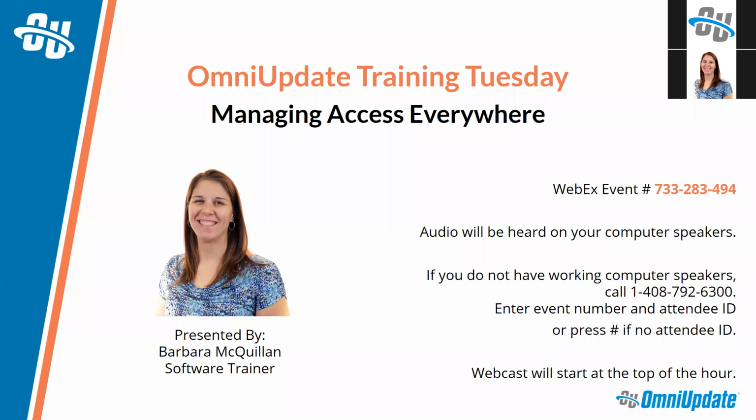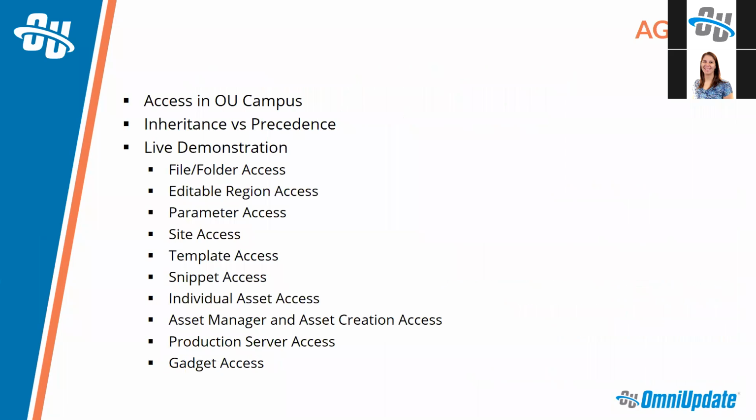All right, welcome everyone. Today we're going to be talking about managing access everywhere. And let's start by talking about what we're going to talk about. On the list for today, we're just going to talk a little bit in general about access in OU Campus, what that means, what it is that we're trying to set here. We'll talk a little bit about inheritance and precedence. These are things that you should be aware of when you're setting access.